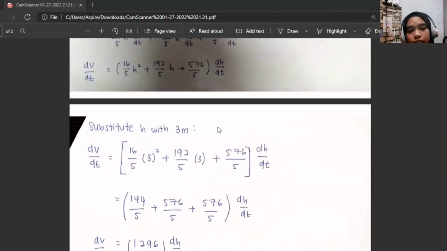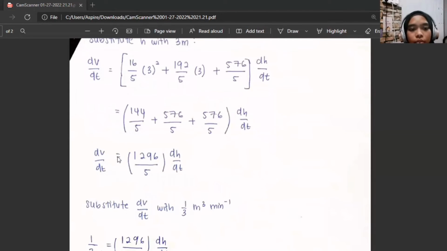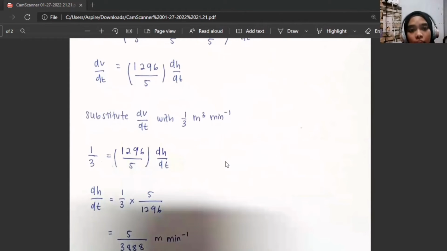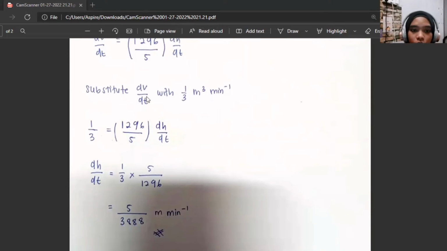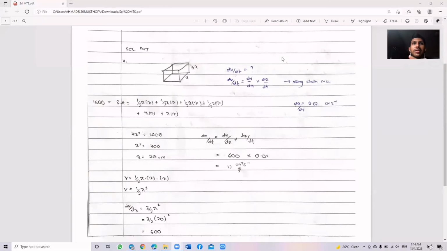Since in the question it said that the depth of the water is 3 meter, we substitute the H value with 3. At the end, the answer we get is dV over dt equals in bracket 1296 over 5 close bracket dH over dt. Since in the question we want the value of dH over dt, we substitute dV over dt with 130. In the final answer, we get that dH over dt equals 5 over 3888 meter per minute.